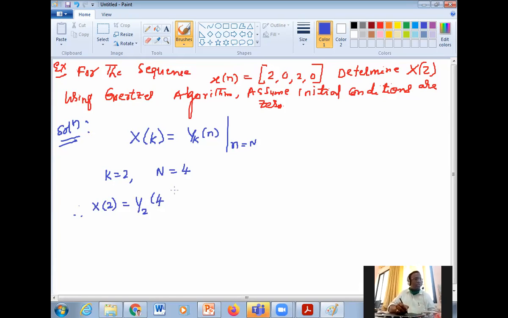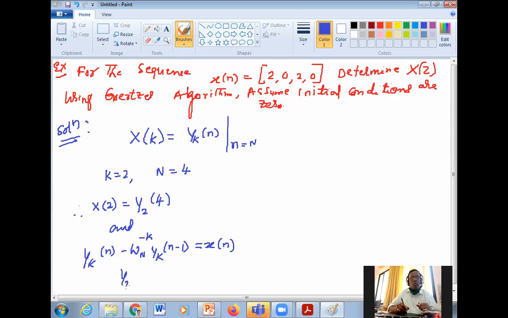X of 2 equals y2 of 4, and we know the equation yk of n minus W_N to the power minus k into yk of n minus 1 is equal to x of n. We can write this by substituting the k values here.